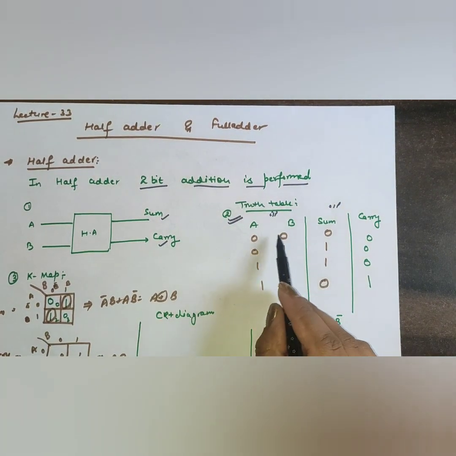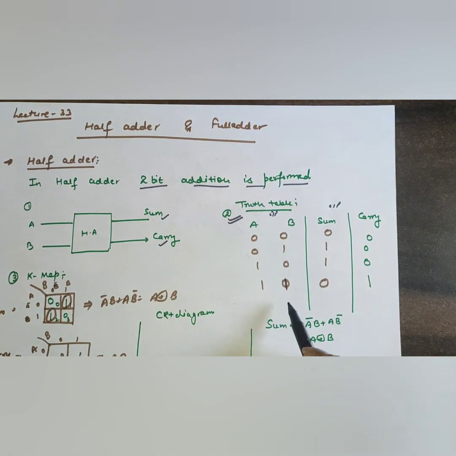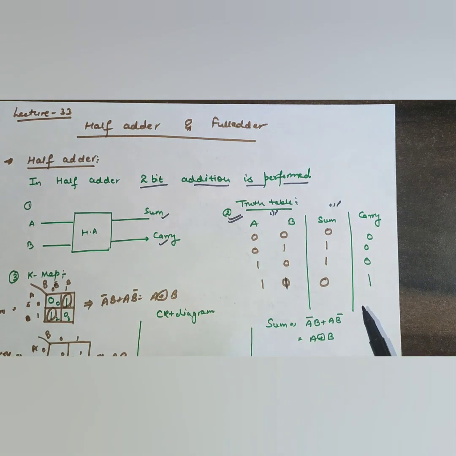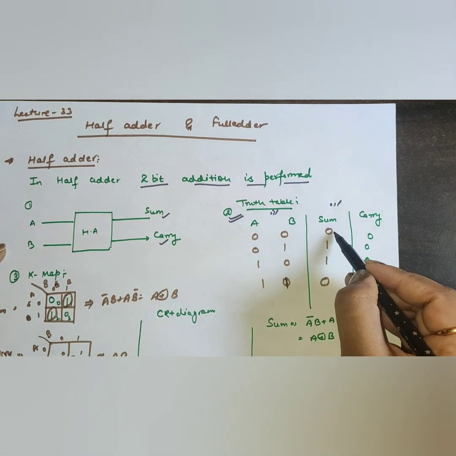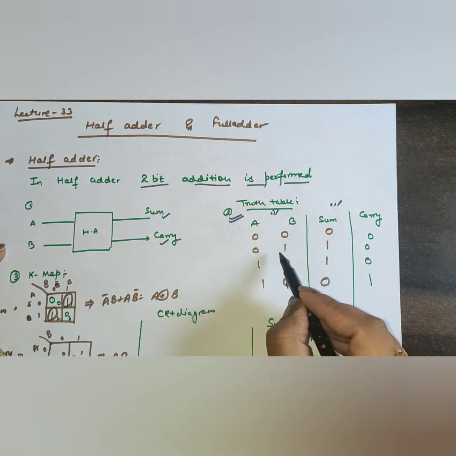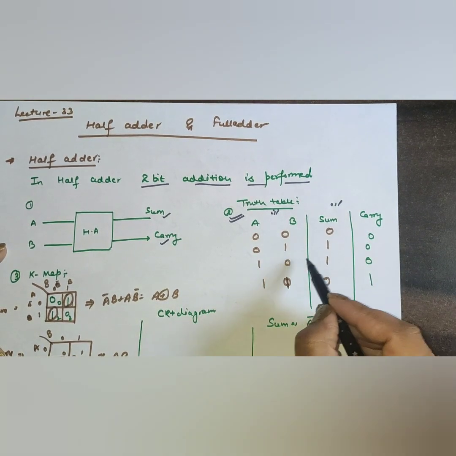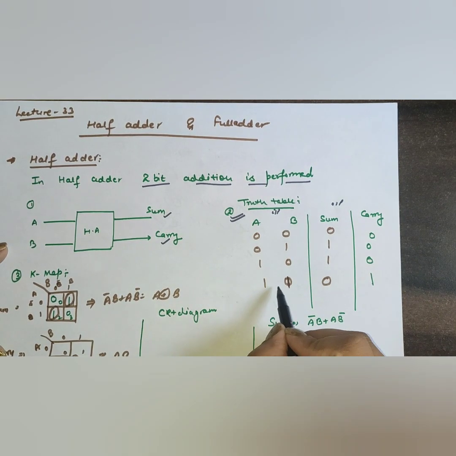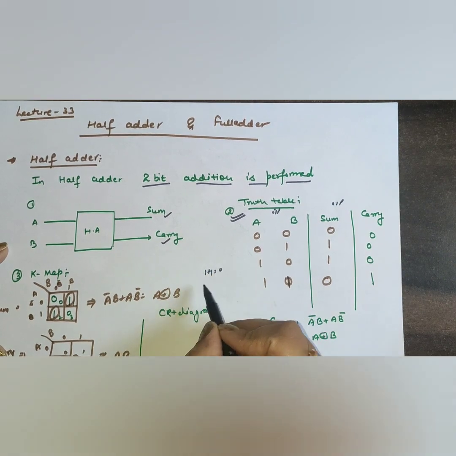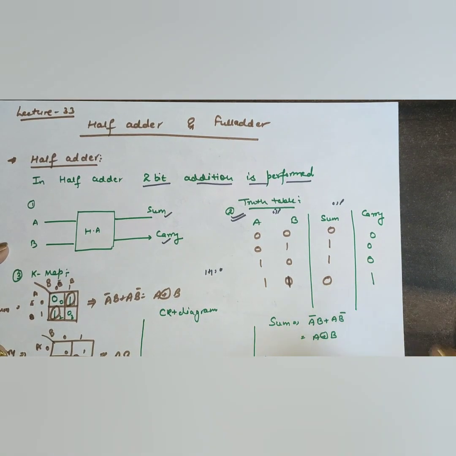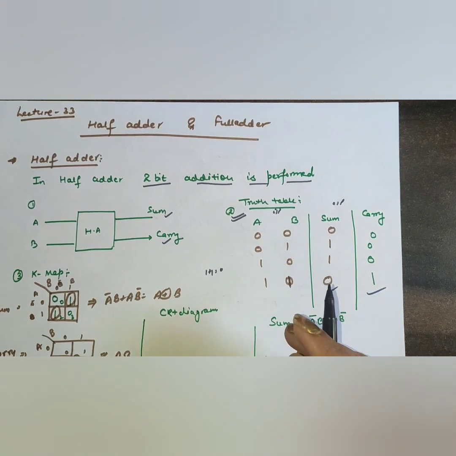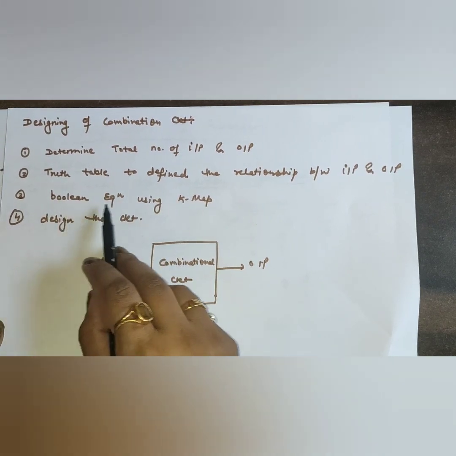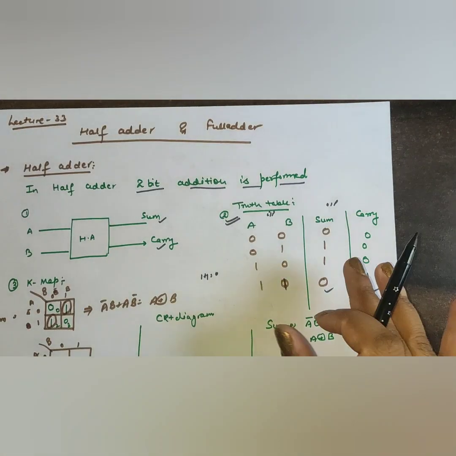Now for 2 bits, 4 possible combinations can be there: 0 0, 0 1, 1 0 and 1 1. For 0 0, sum is 0 and carry is 0. For 0 1, sum is 1, carry is 0. For 1 0, sum is 1, carry is 0. For 1 1, 1 plus 1, sum is 0 and carry is 1. We have written it right here. Now in designing the combination circuit, you can derive the Boolean equation using a K-map. So we will make a K-map for sum and carry.